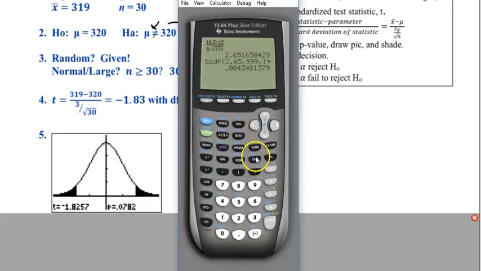So we do second vars, 6. I didn't hit second vars correctly, did I? Nope. Second vars, 6. Now, we're going to the left because we have a negative. We're going to do both sides, but we put negative 999. Okay, let's try that again. Negative 999. Then we put in our negative 1.83, and our degrees of freedom is 29.